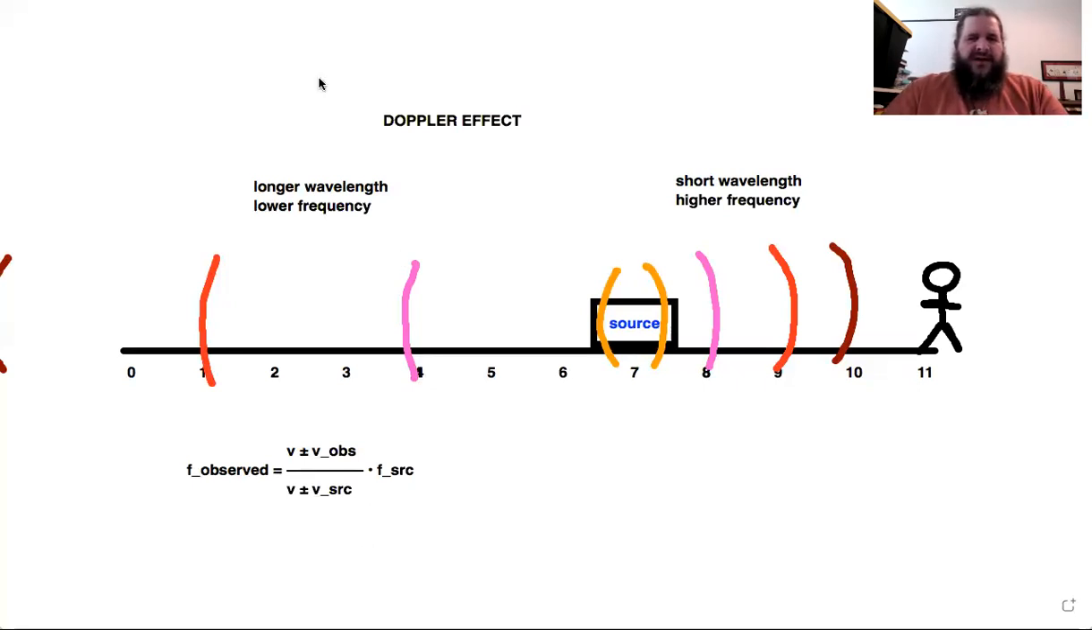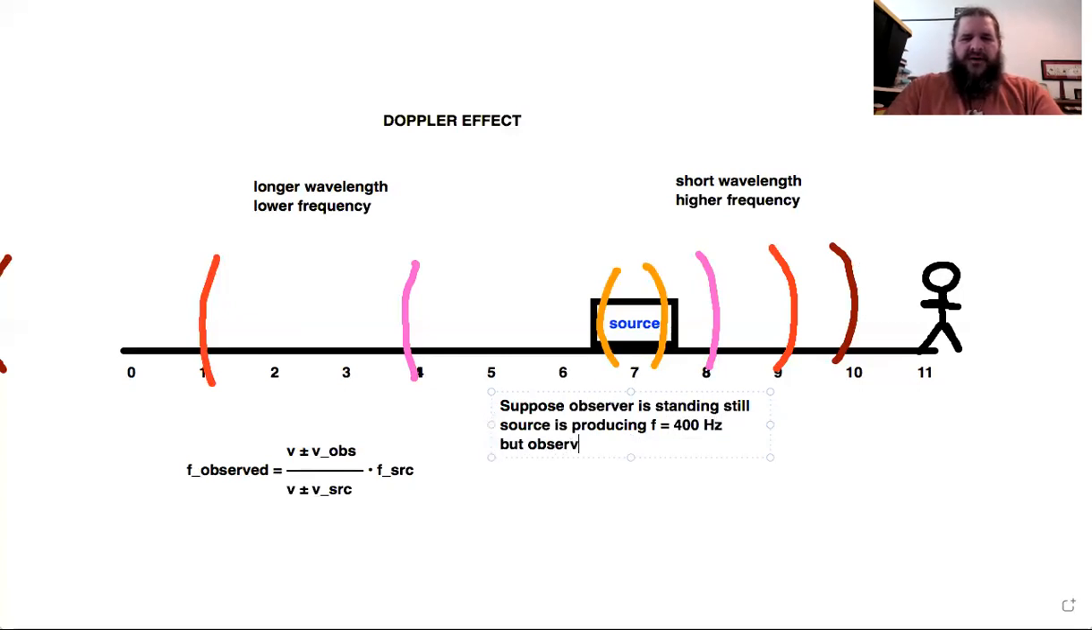So let's try out an example here. Let's say you're standing still. Observer is standing still, and the source is producing a frequency of 400 hertz, but observer hears a frequency of, let's say, 410 hertz. From that, we should be able to figure out how fast the source is moving, because I think that's going to be the only unknown left. And also which direction the source is moving.